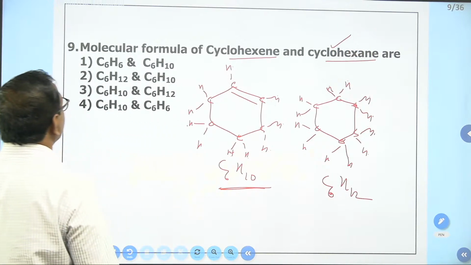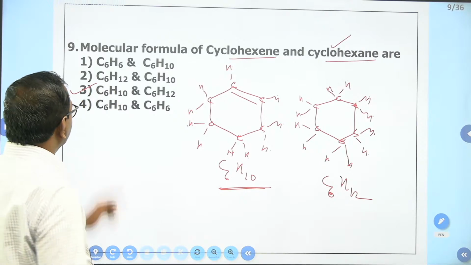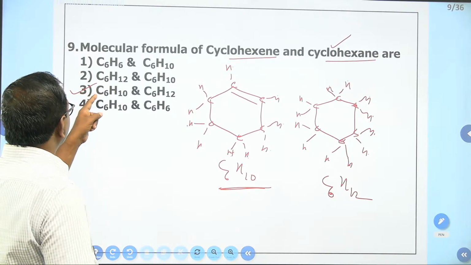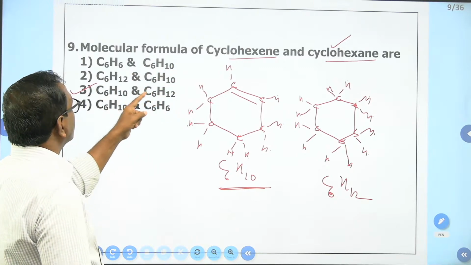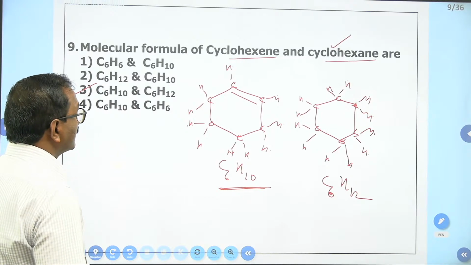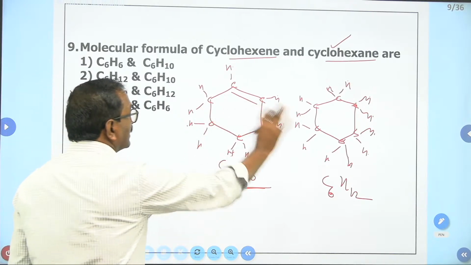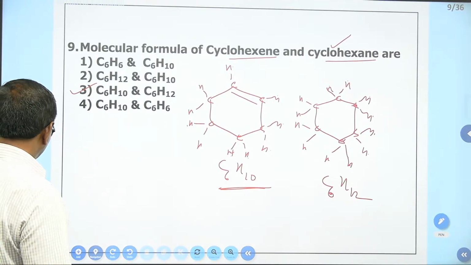Then where is it? The right option is the third one here. In case of the third one, C6H10 is the molecular formula of cyclohexene. C6H12 is the molecular formula of cyclohexane. Right? So this is the answer regarding the 9th question here. Next question.